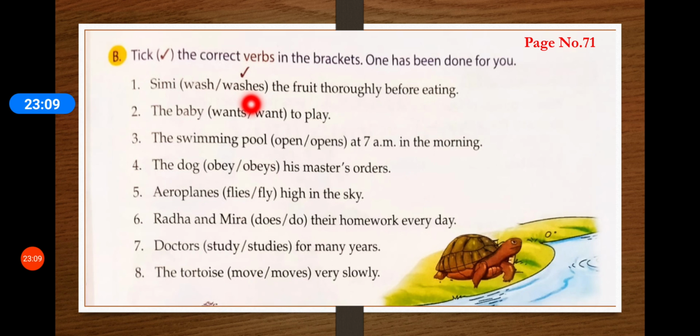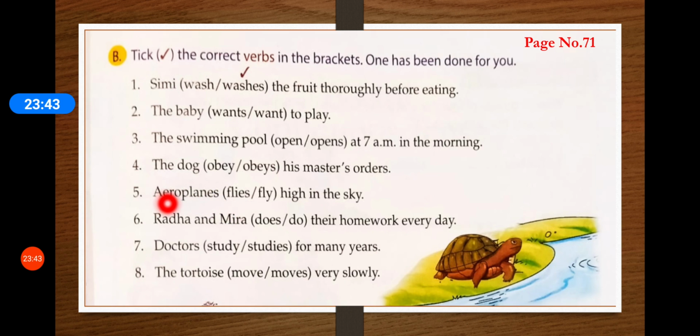Now, once we know the rule, it's not that tough. The baby, singular noun. We have to add s or es. Yes. Swimming pool, again singular noun. We know. Yes, we have to add s or es. The dog, again singular noun. We know what to do. Aeroplanes. Now, this is plural noun. So, now in case of plural noun, do we need to add s or es?